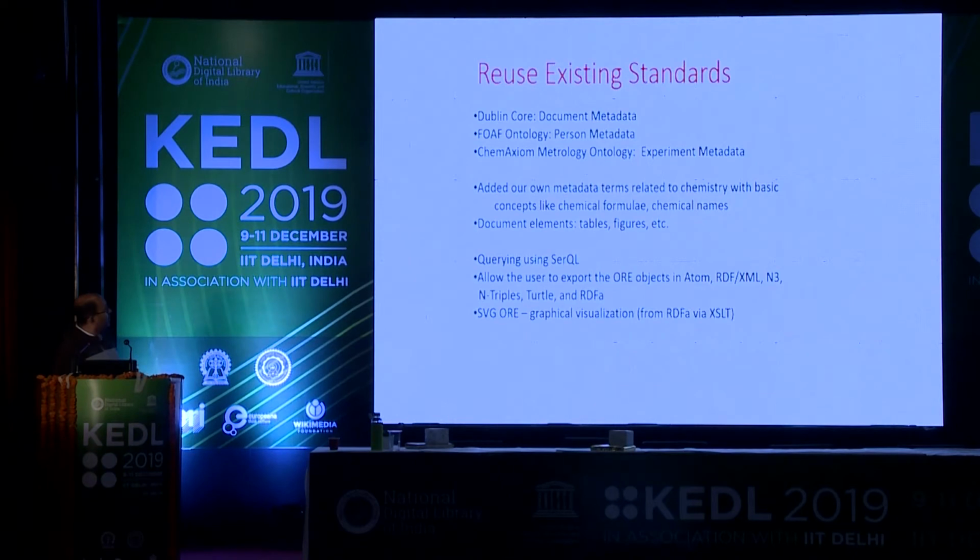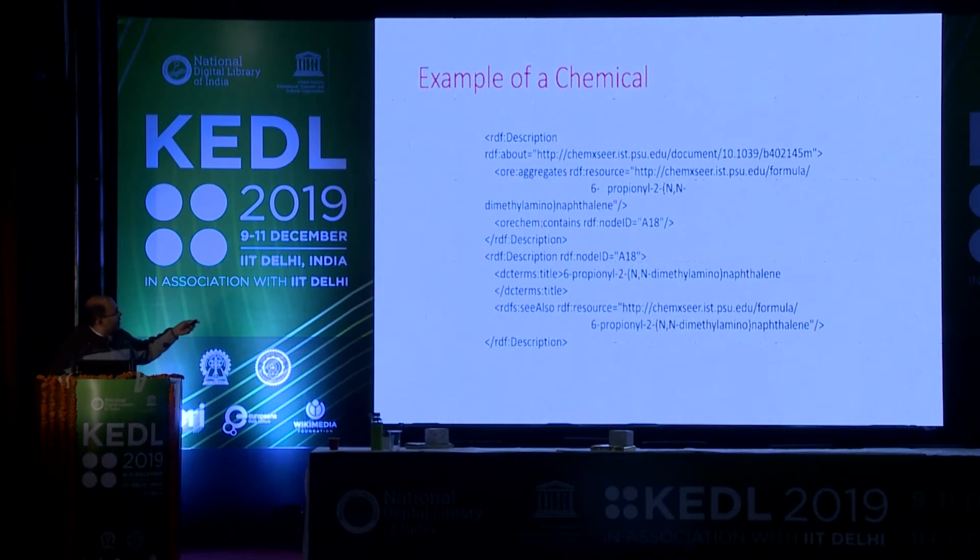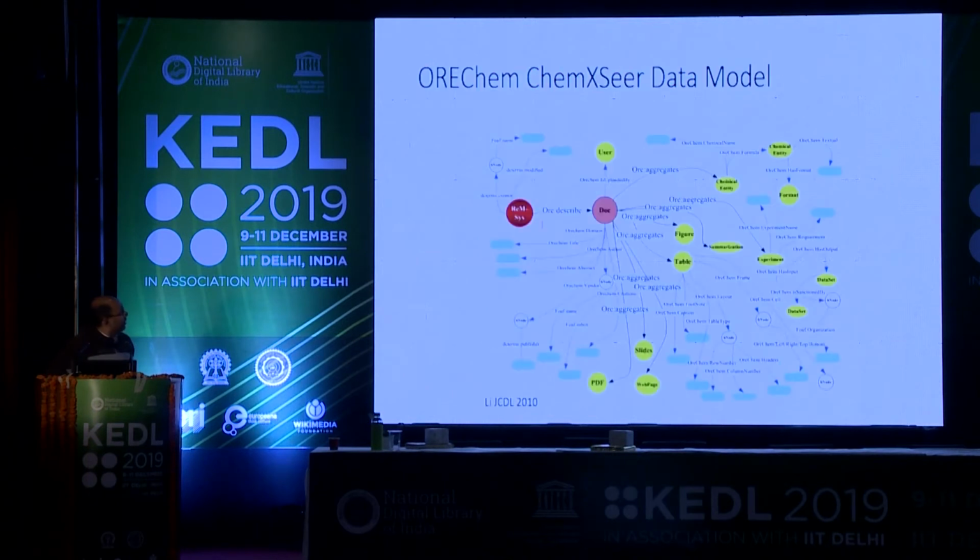So the objective is to use existing standards. Several speakers in this digital library conference talked about Dublin Core. So we use Dublin Core metadata, FOAF, the friend of a friend ontology, which has person metadata in it, and the ChemAxiom metrology ontology, which was used for the chemistry metadata. And like I said, we have had to add and extend these metadata terms, so we define them and have a namespace where you can go and find these definitions. This is an example of the XML syntax of that RDF format, and then we use these to run semantic queries.